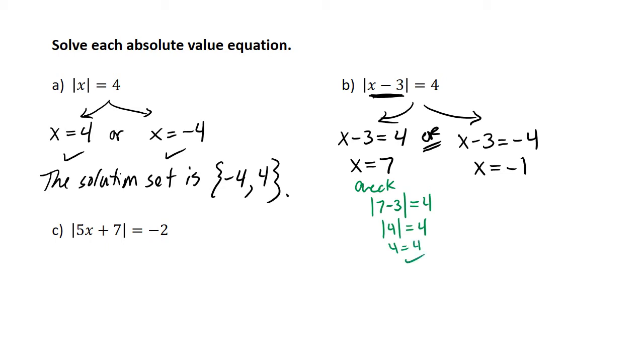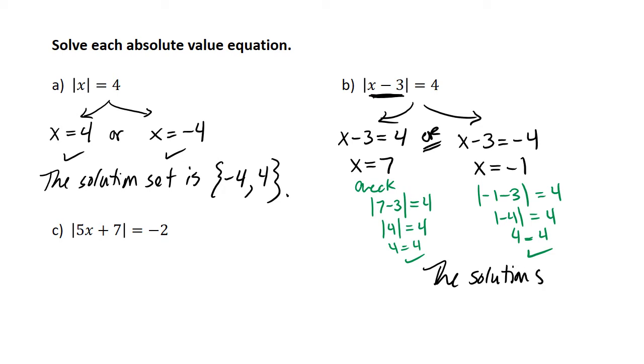Over here, negative 1, if we put a negative 1 in for x, is that a true statement? Yes, it is, because we get the absolute value of negative 4, and the absolute value of negative 4 is 4. So we get both of those solutions working out. So once again, we have two solutions in our solution set. The solution set is negative 1, 7.